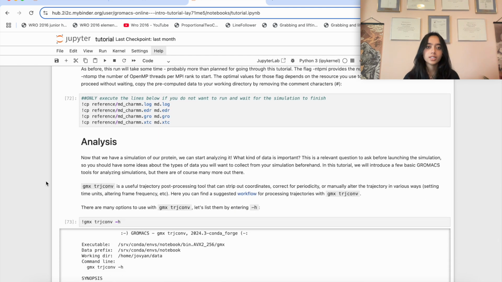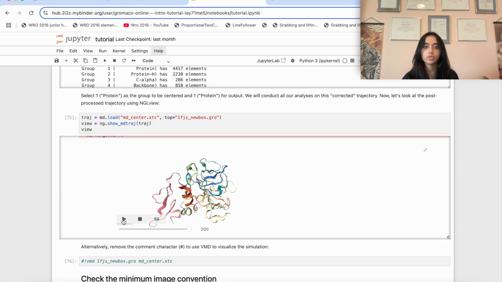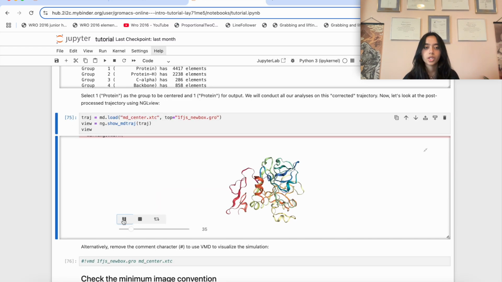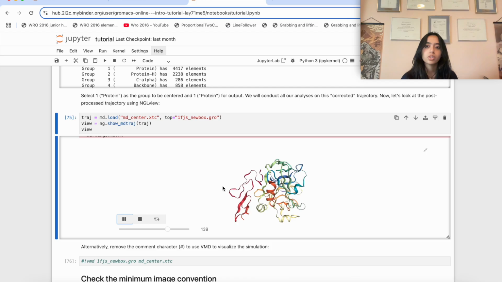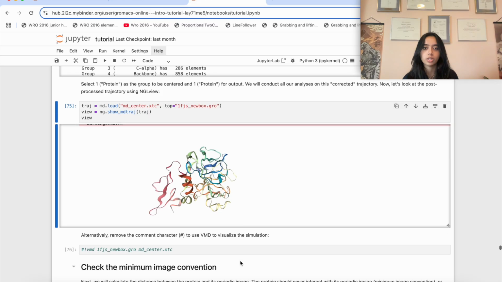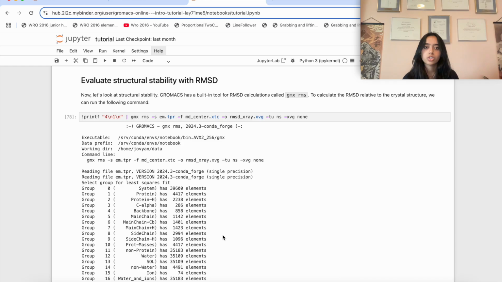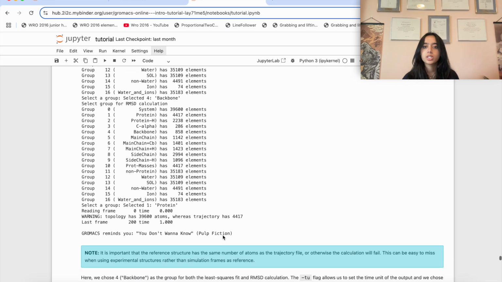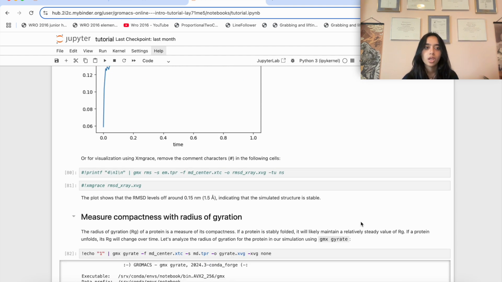Again, the run takes time, so we use pre-computed output and analyze it. We will focus on a few important pieces of analysis. First, we can visualize an animation or the trajectory, which intuitively shows structural stability. We can then evaluate structural stability with root mean square deviation in the solvent relative to the original crystal structure, and we see that it is small and stable, around 0.15 nanometers. And we can look at the compactness of the structure with this radius of gyration, which remains very stable in its compact folded form.